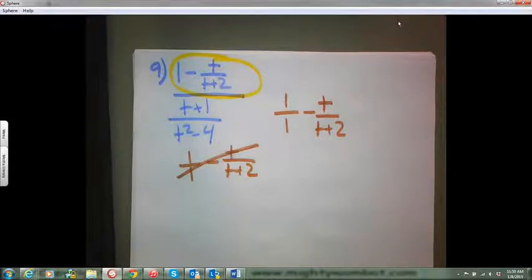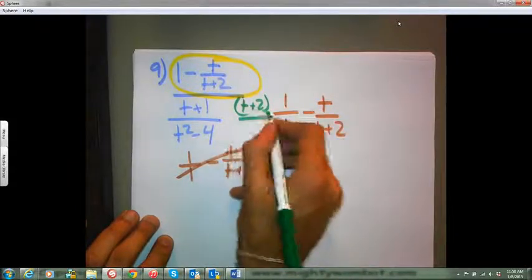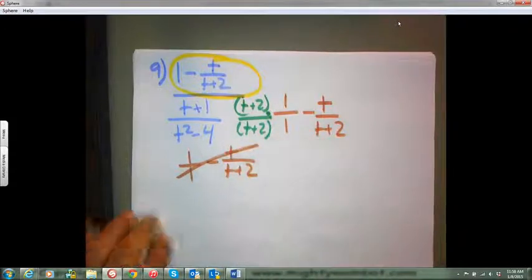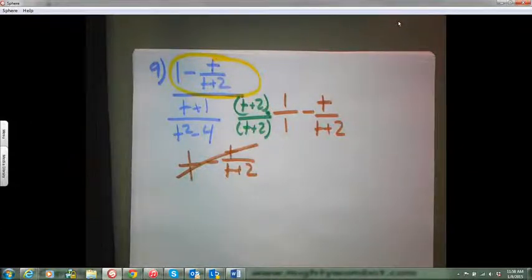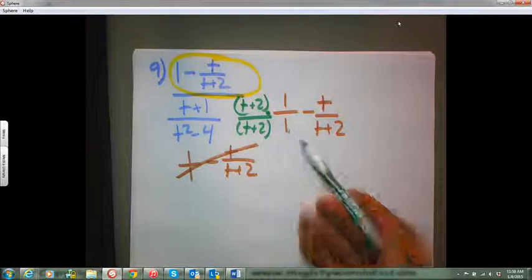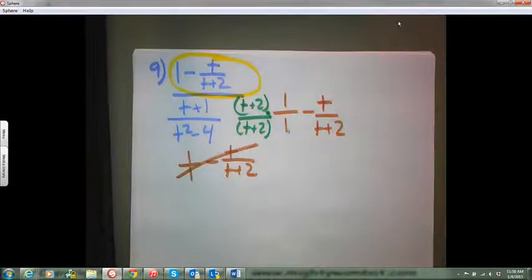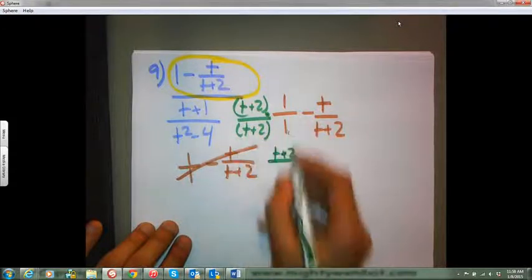So basically, we need to multiply this fraction by t plus 2 over t plus 2. We need to multiply the top and bottom by the exact same thing, also known as fancy 1. And the way we got t plus 2 is we could see that if we multiply this by t plus 2, denominators will be the same, and we're in business. So let's go ahead and see what happens. T plus 2 times 1 is t plus 2, divided by t plus 2 times 1 is t plus 2, minus t over t plus 2.